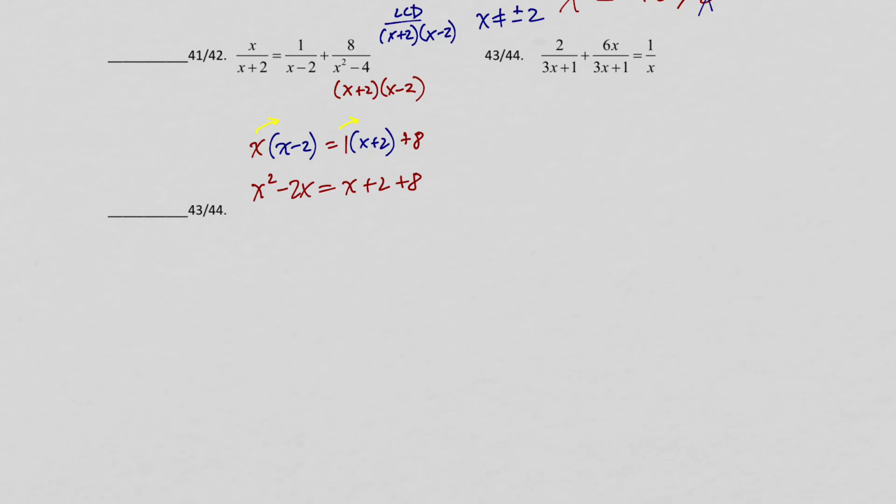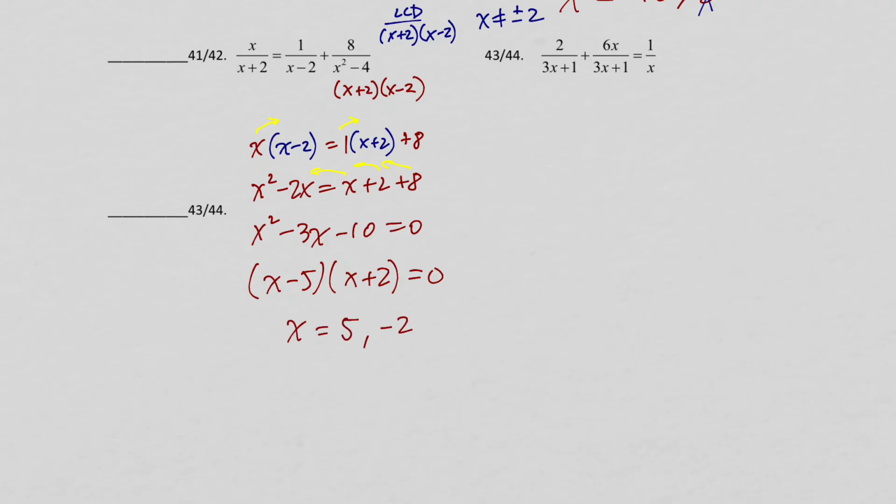So this is a quadratic. I'll bring this x over, and I have x squared. Negative 2 minus 1 is negative 3x, and this is a positive 10 that I got to bring over, and we'll get negative 10 over here. Now it's equal to 0. So I'll factor this as x minus 5, x plus 2 equals 0. So x must be equal to positive 5 and negative 2. But negative 2 was a restricted domain value, so this has got to be thrown out. So the only answer is positive 5.